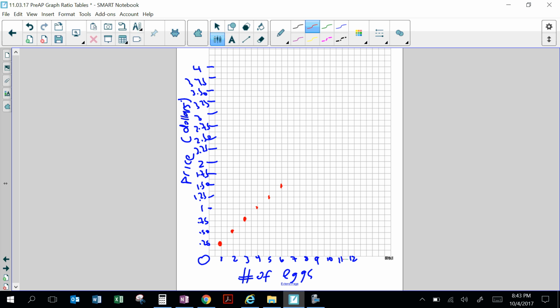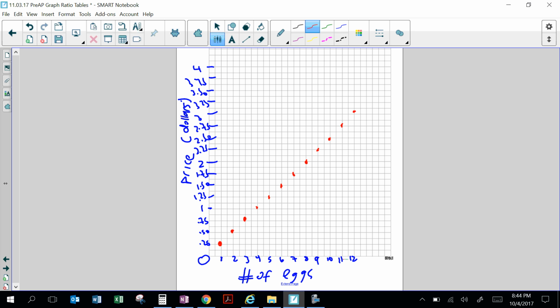6 eggs cost $1.50. 7 eggs cost $1.75. 8 eggs cost $2. 9 eggs cost $2.25. 10 eggs cost $2.50. 11 eggs cost $2.75, and 12 eggs cost $3.